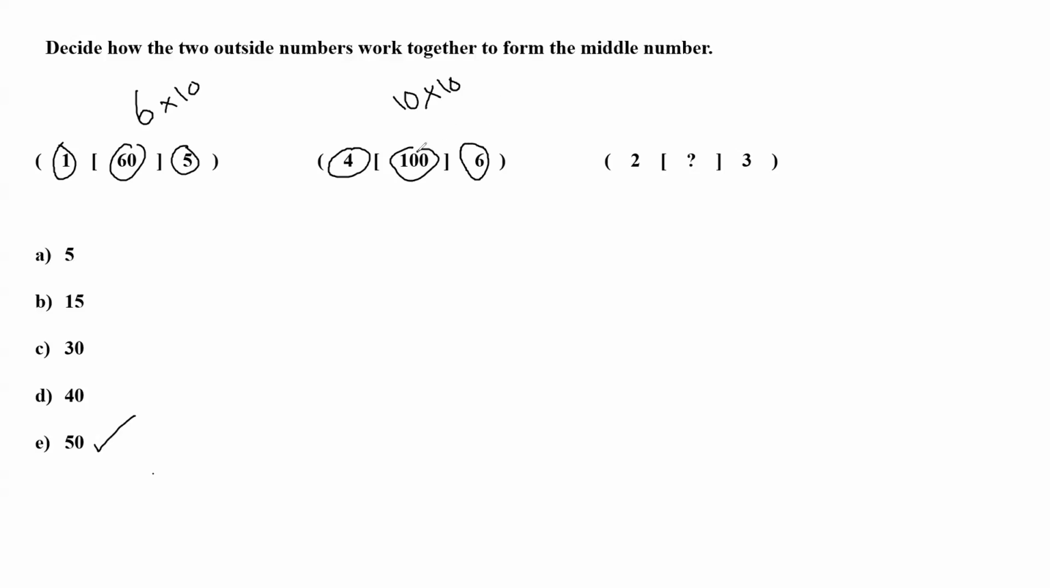So the same rule must be applied to the final one. Add the outside numbers, multiply by 10. So 2 plus 3 is 5. Multiply that answer by 10, we get 50.